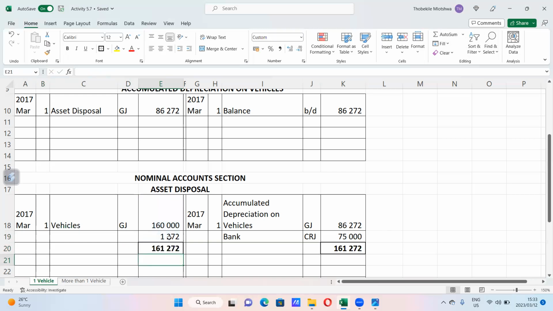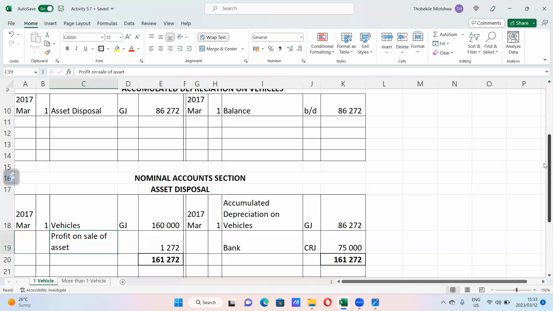But instead of making this balance brought down, because it's on the debit side, it's going to go to the credit side, which makes it a profit. So it's going to be profit on sale of asset, or you can say profit on sale of fixed asset. If the smaller side was this side, it would have been a loss. But the fact that it's on the debit, it's a profit.